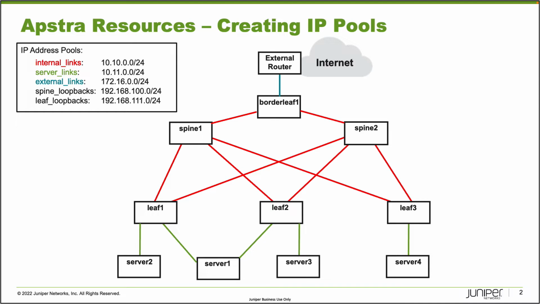And then we have some loopback IP pools. We have the spine loopbacks, which is going to be the 192.168.100.0/24, and the leaf loopbacks that are 192.168.111.0/24. And so we'll basically be creating 5 IP pools to draw IP addresses from for the different links in our IP fabric.